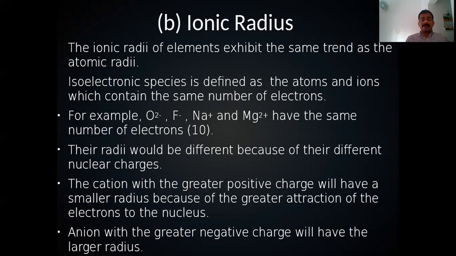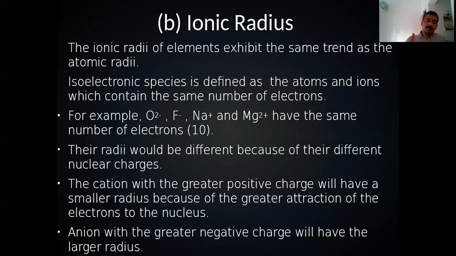So when we compare the radii of isoelectronic species, we can say the radii of positive ions are less than that of negative ions. Or in other words, the cation with the greater positive charge will have a smaller radius because of the greater attraction of the electrons to the nucleus. The anion with the greater negative charge will have the larger radius because of the repulsion between the electrons.